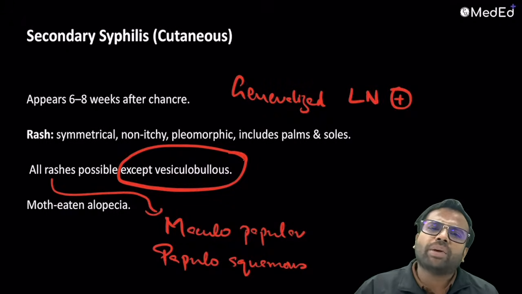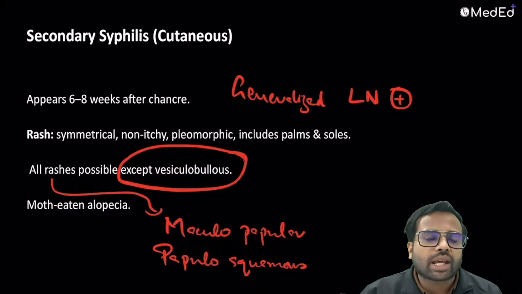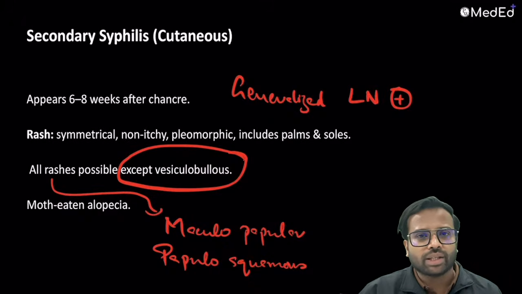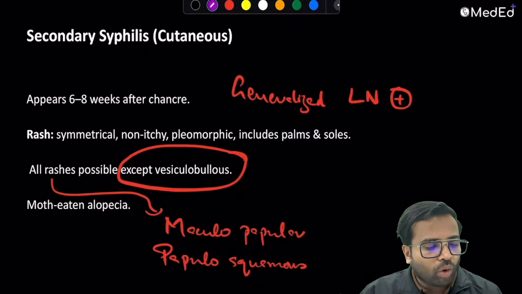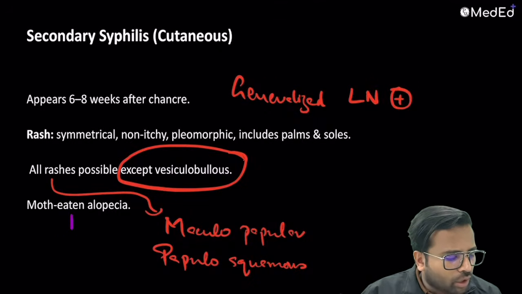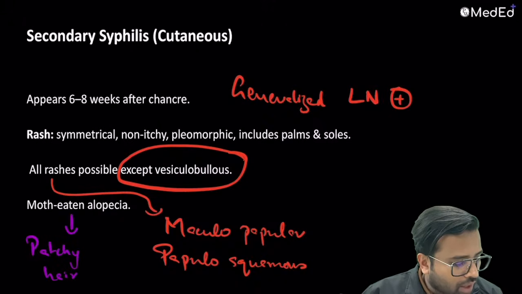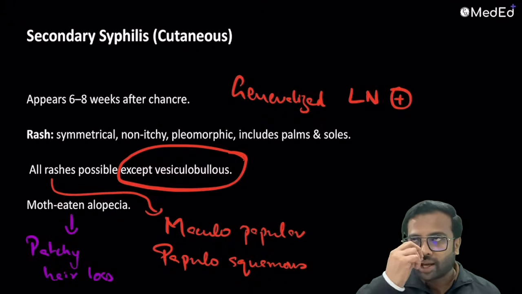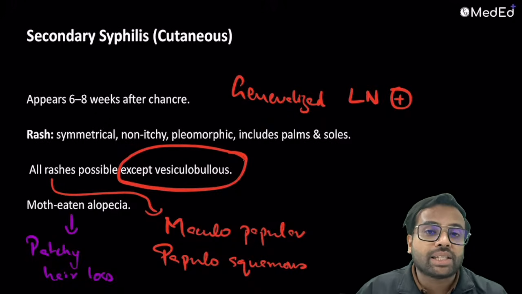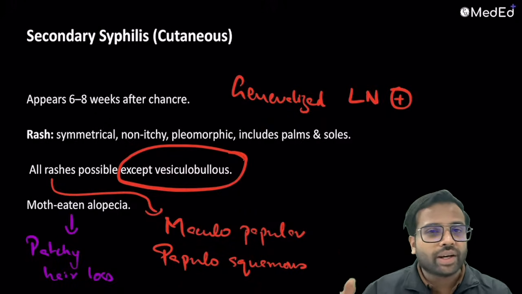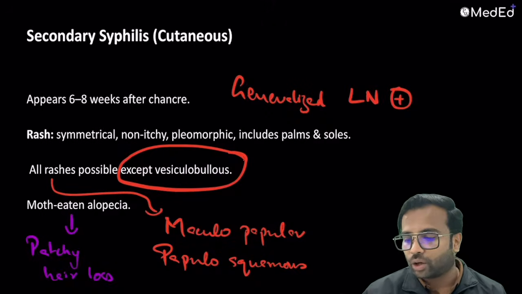Along with that, there are many other cutaneous lesions that you can expect. One is alopecia. What type of alopecia can it be? In syphilis you can see a moth-eaten alopecia. In moth-eaten alopecia, it's a kind of patchy hair loss. Like what is seen in alopecia areata, similar patchy hair loss can be seen here, where it can be a multiple patchy hair loss. It is compared to a moth-eaten alopecia.